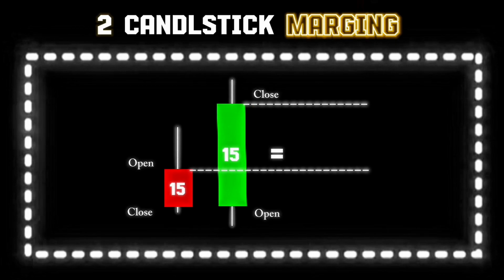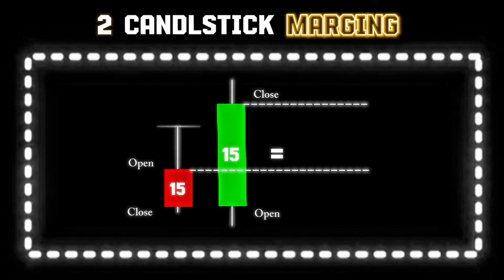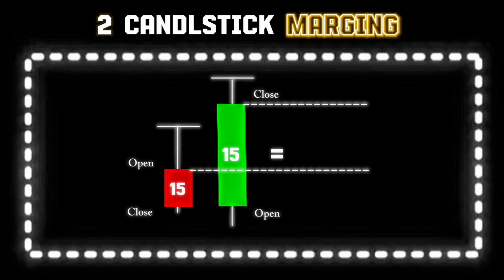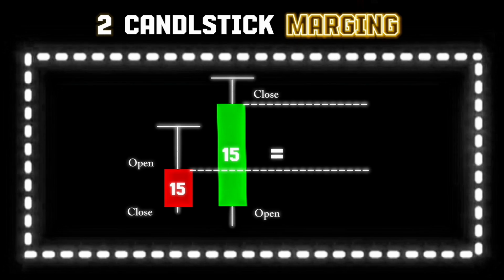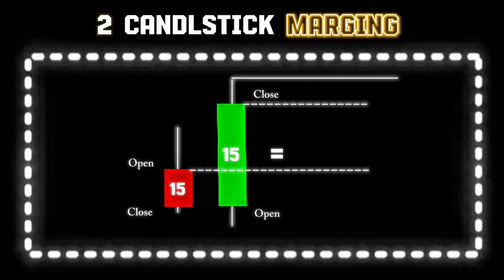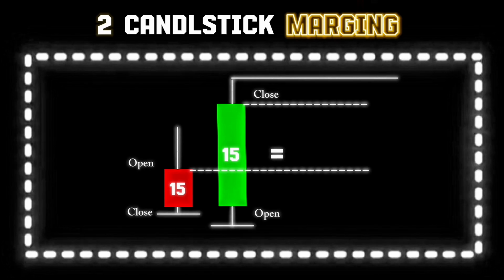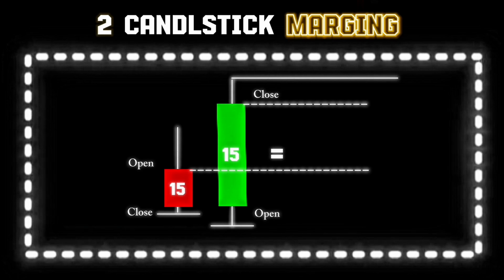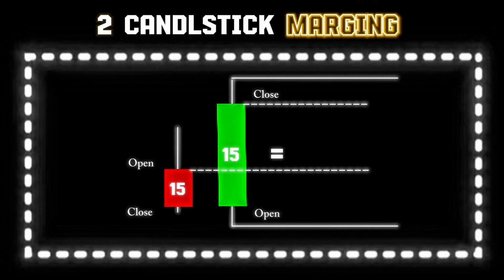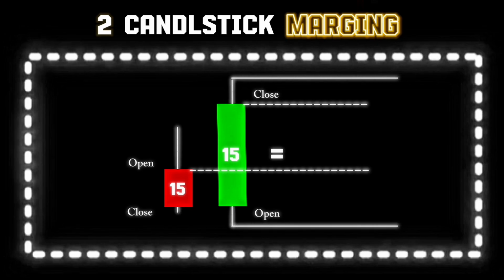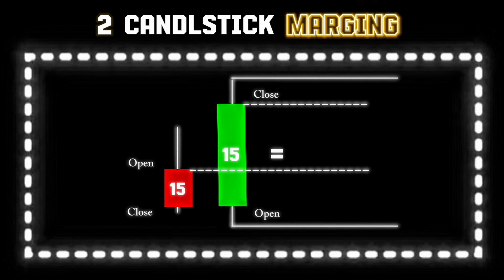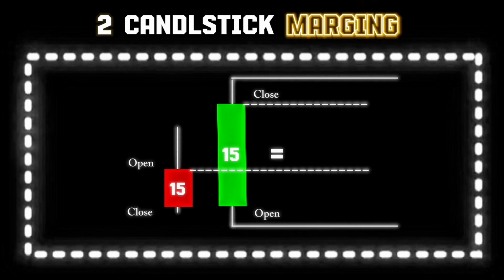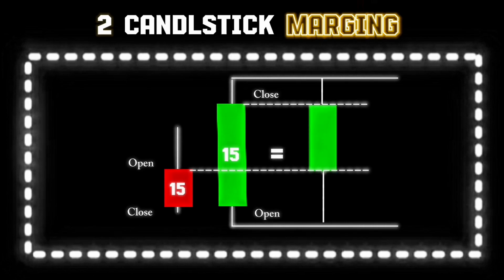For the wicks, the process is very simple. First, look at the high of the first candle, and also check the high of the second candle. Now, whichever is higher among the two, that will become the high of the merged candle. In the same way, look at the low of the first candle and the low of the second candle. Whichever is lower among the two, that will become the low of the merged candle. So basically, the merged candle will always cover the full range, from the highest point touched by these candles to the lowest point. That's it. The body and wicks of your merged candle are ready.